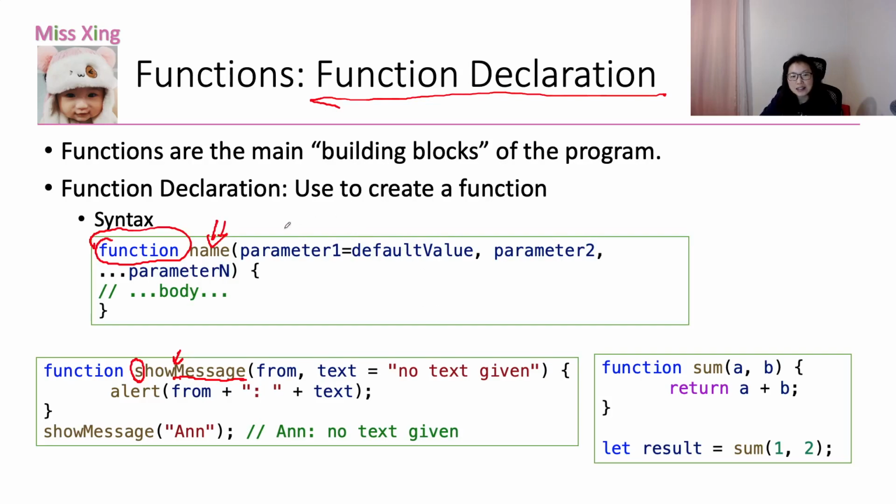After the function name, we have parentheses, okay? And between the two parentheses, we have parameters. When we give parameters, you can give default values, in case I don't pass one, then I can have some default values there. And you can have as many parameters as you want. This is the syntax. Now let's take a look at our first example here.